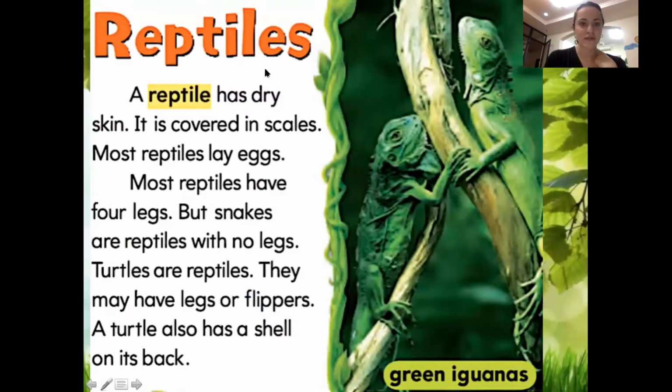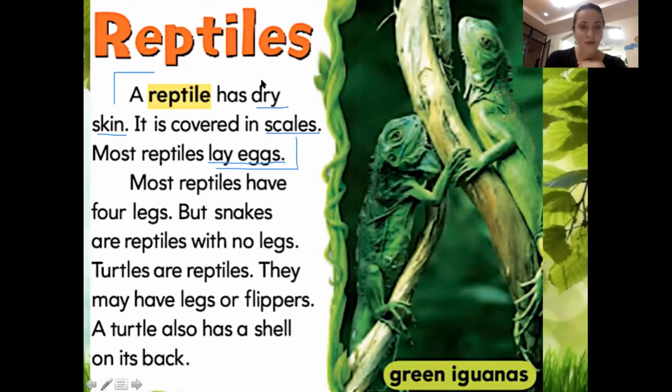Okay. Who can read this first part for me right here? Who wants to read? Let's see, hands up. Blue Moon. Go ahead, Blue Moon. The reptile has dry skin. It is covered in scales. Most reptiles lay eggs. Very good. Thank you.